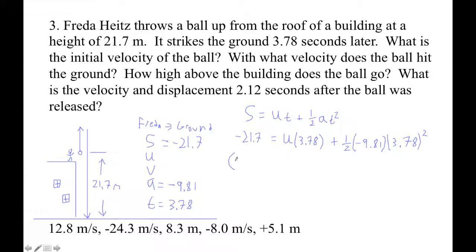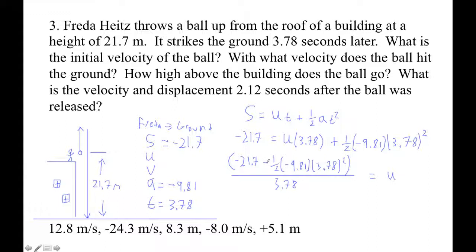We're going to go parentheses, minus 21.7 minus 1/2 times negative 9.81 times 3.78 squared. That whole thing equals u times 3.78. So if I divide this by 3.78, that's going to equal u. You could just do math however you want, but this is what I'm doing.